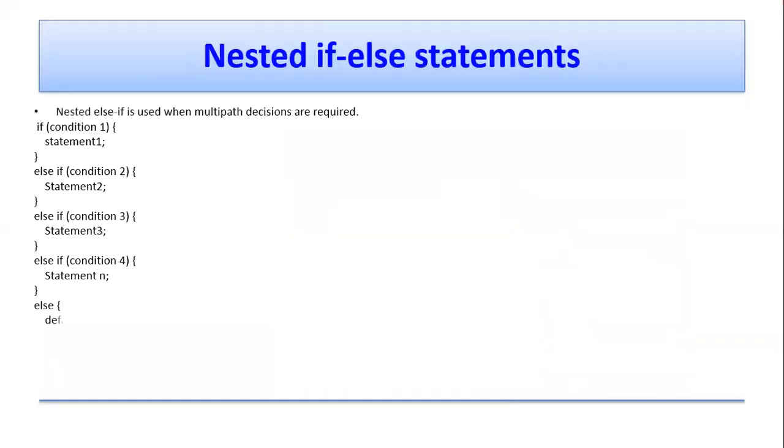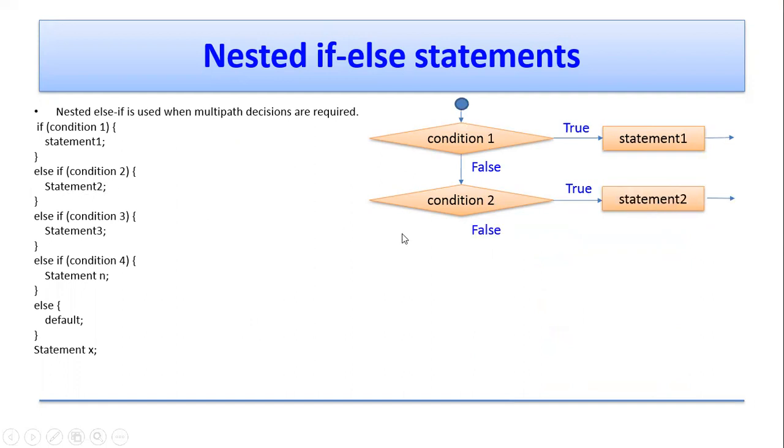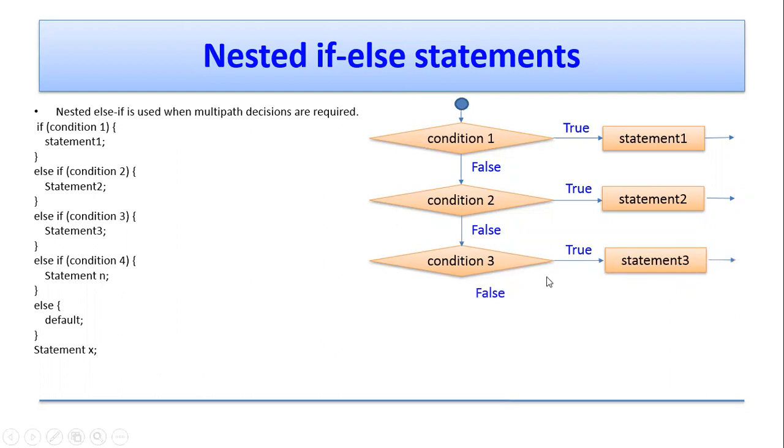That means these blocks are executed. If this is true, statement 1 is executed. If this is false, go to condition 2. If condition 2 is true, then statement 2, or block number 2, is executed, right? If condition 2 is false, then go to condition 3. If condition 3 is true, then statement 3, or this block, will be executed, right? If this is false, then go to condition 4.